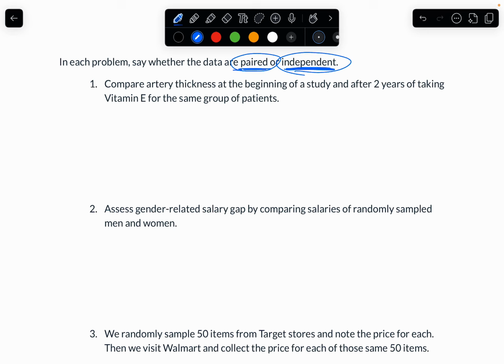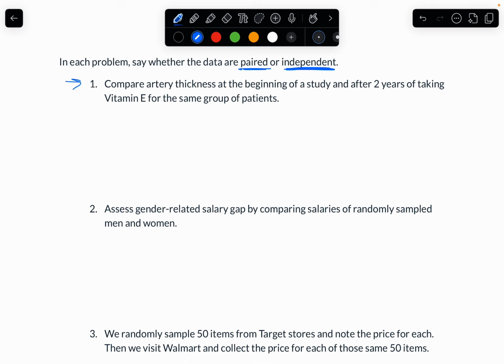So at the beginning of our problem types, we're going to have to make the determination of do we have paired data or do we have independent data, and then that's going to inform how we do the rest of our problem. I can't proceed with that problem without knowing what type of data I'm dealing with. So let's hop into our examples.